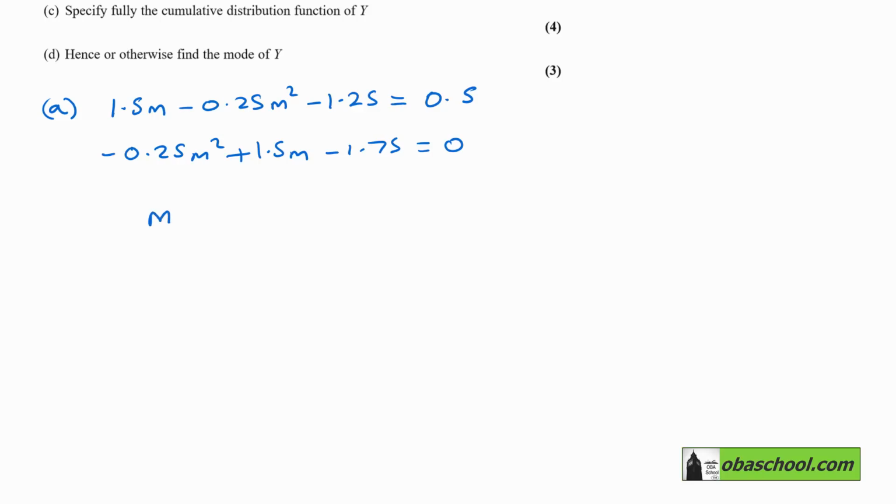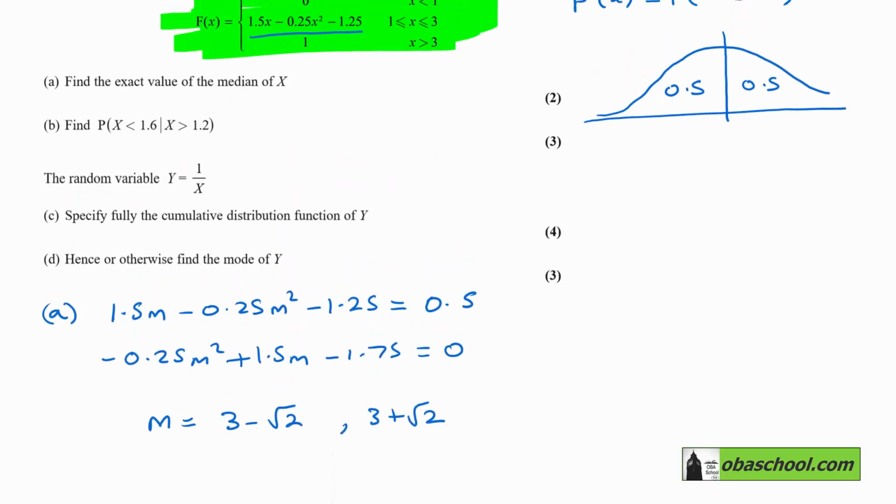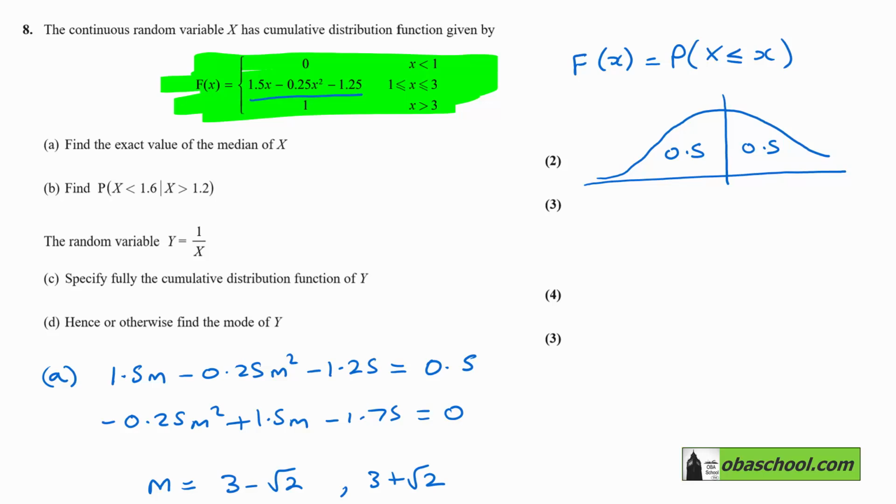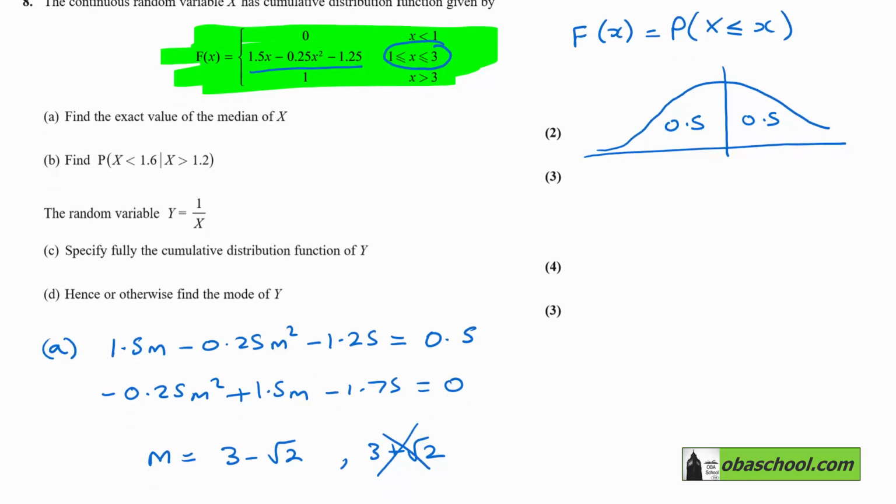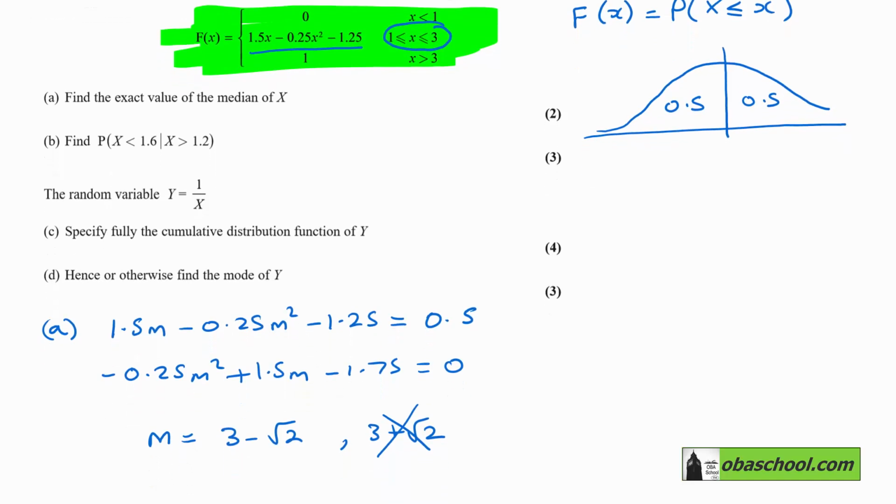and you'll find that m is either 3 take away root 2 or 3 plus root 2. Now if we look at the domain for this, it is from 1 to 3, so we can eliminate that one. It is out of the domain, and the value must be 3 minus root 2.